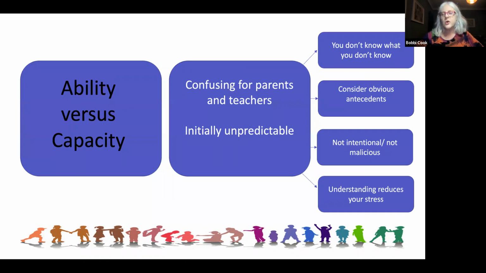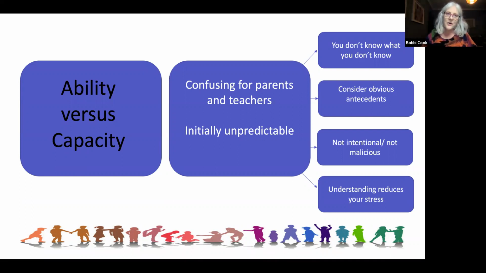The other thing I want to talk about, and for people who've come to my webinars before, they'll go, okay, yes, Bobbi, I know. But it's actually a great reminder to remember about ability versus capacity. So often we know that our young person has the ability to get up, get dressed, do the things they need to do, go to school and be successful for a whole day at school.